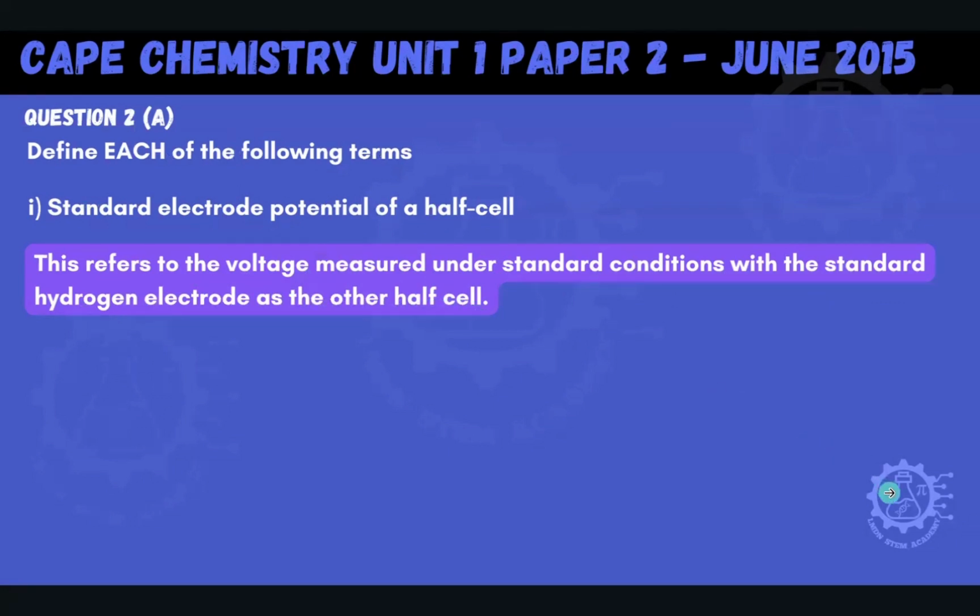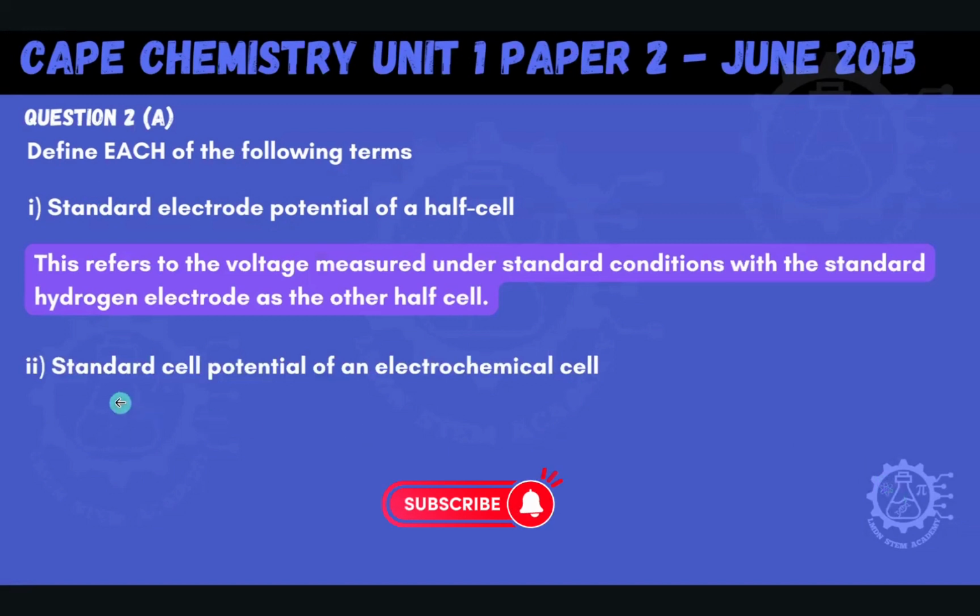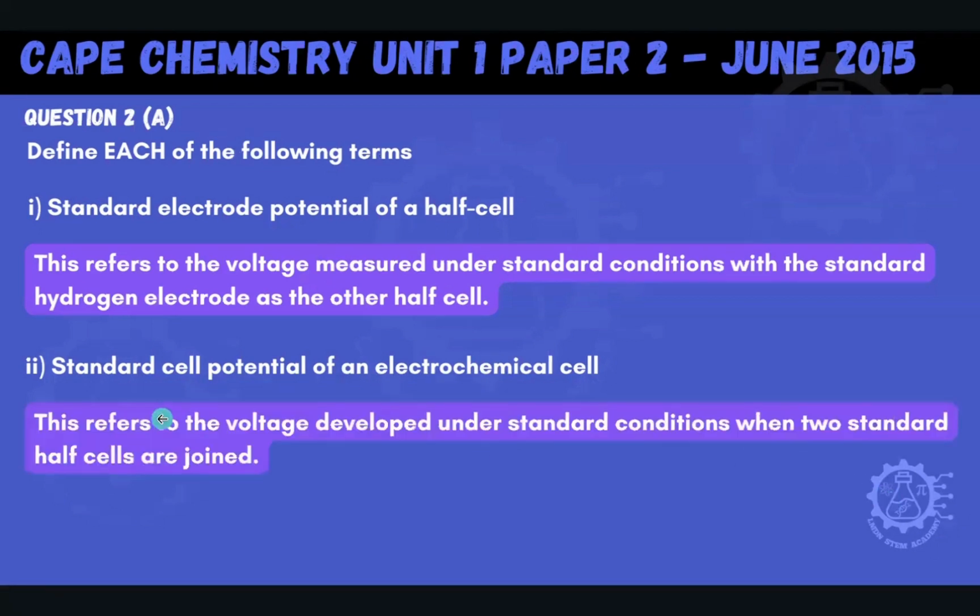Okay? The other term that we have to define is the standard cell potential of an electrochemical cell. So now we have a whole cell that they're asking us about. And the standard cell potential of an electrochemical cell refers to the voltage that's developed under standard conditions when two standard half cells are joined, right? So that's a whole cell now. When we join two half cells under standard conditions, that's what the standard cell potential refers to, the voltage that's developed in that condition. Okay?